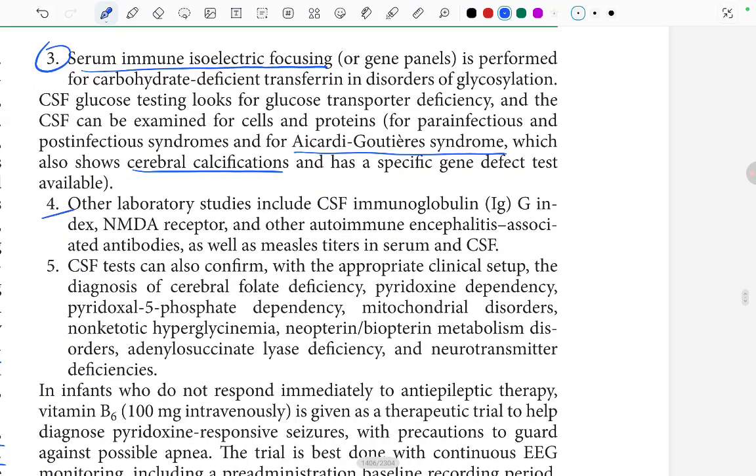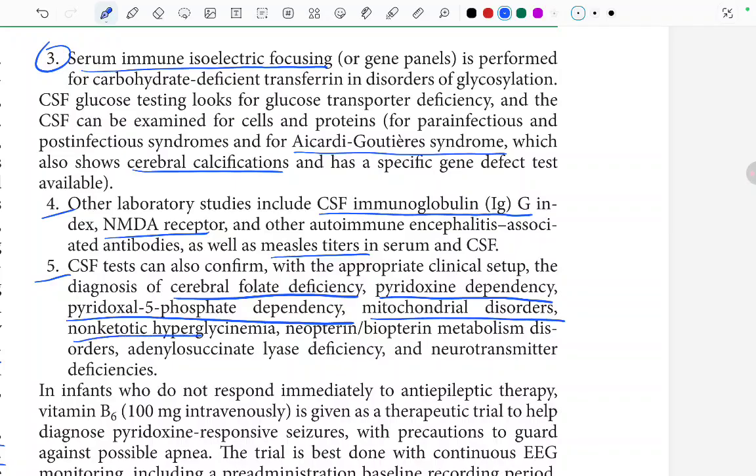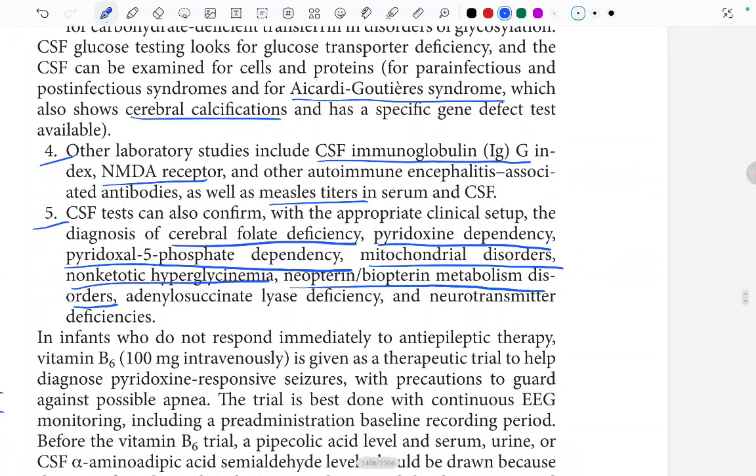Other laboratory studies include CSF immunoglobulin, IgG index, NMDA receptor, and other autoimmune encephalitis associated antibodies, as well as measles titer in the serum and the CSF. CSF tests can also confirm, with the appropriate clinical setup, the diagnosis of cerebral folate deficiency, pyridoxine dependency, pyridoxal 5-phosphate dependency, mitochondrial disorders, non-ketotic hyperglycinemia, neopterin-biopterin metabolism disorders, adenylosuccinate lyase deficiency, and the neurotransmitter deficiencies.